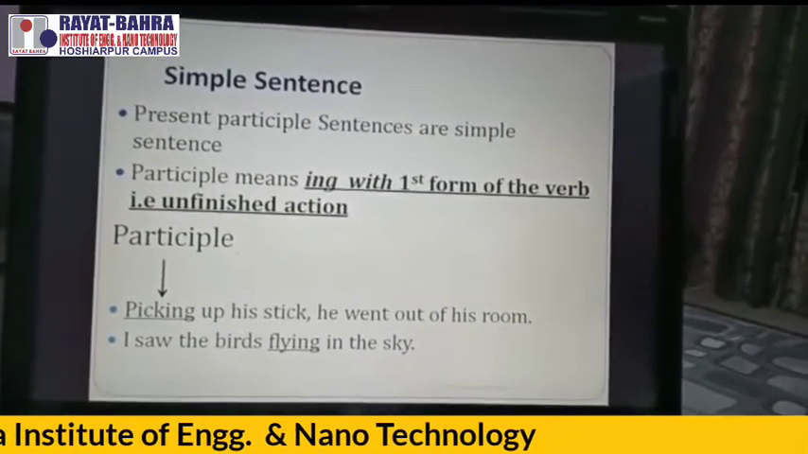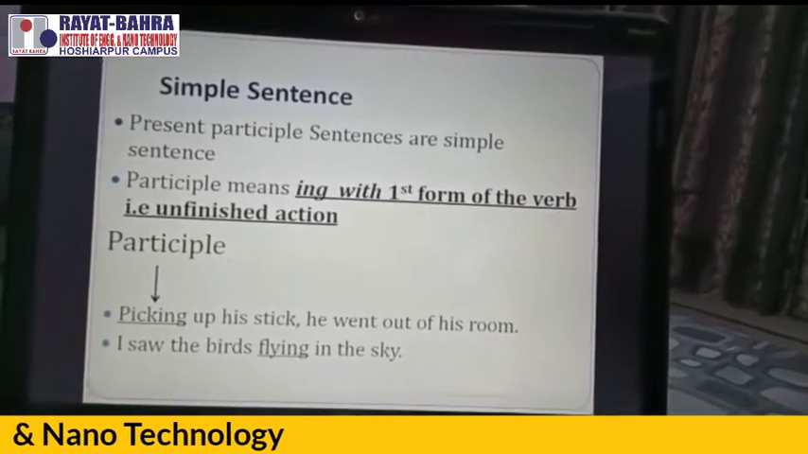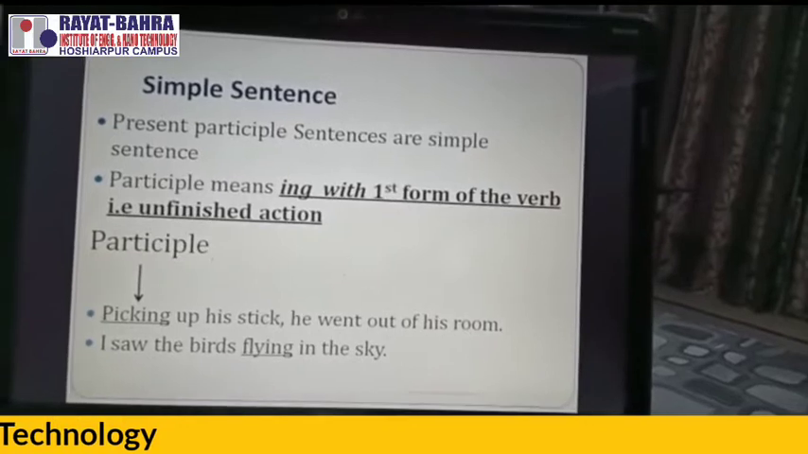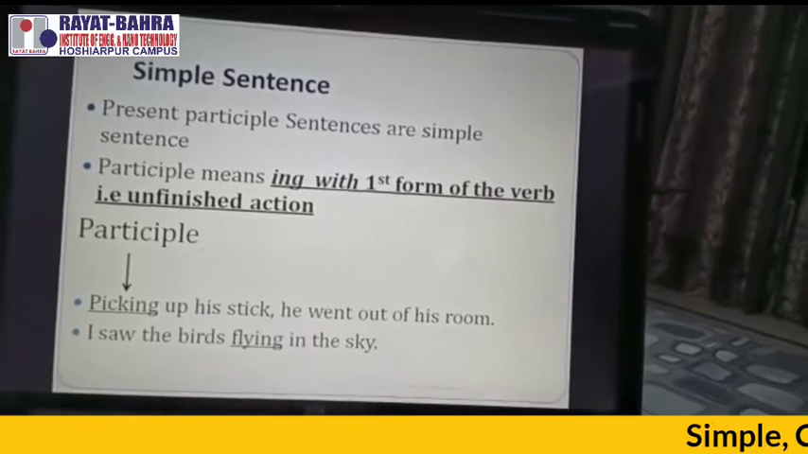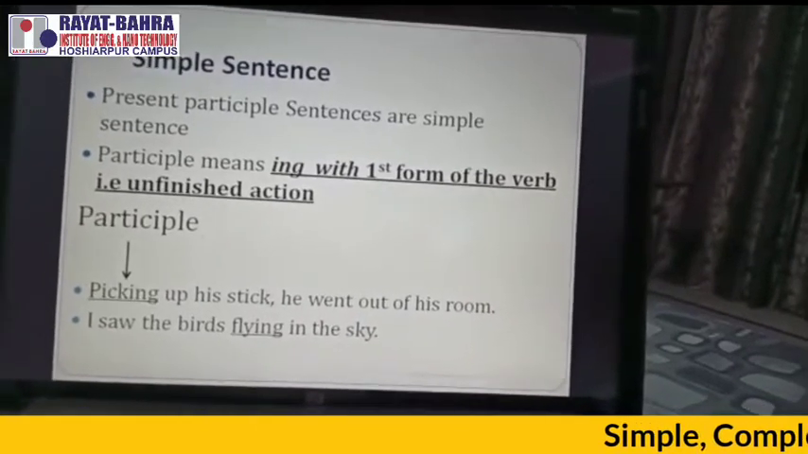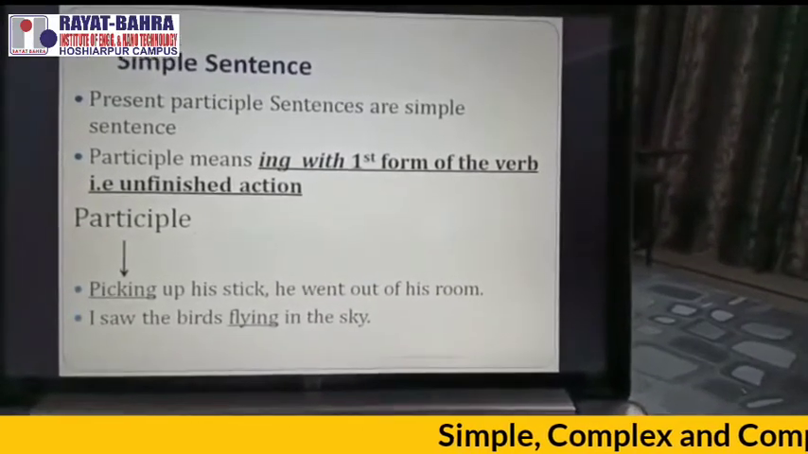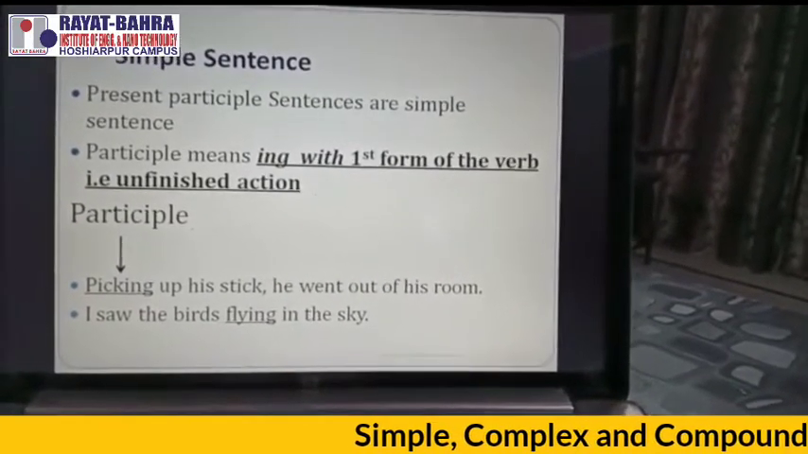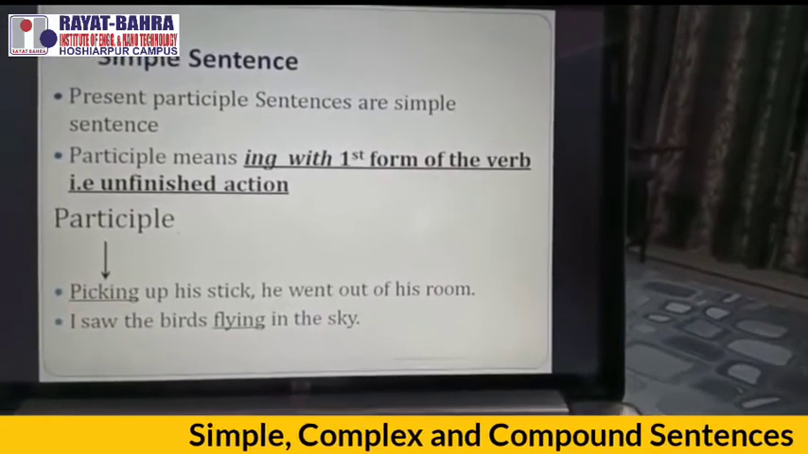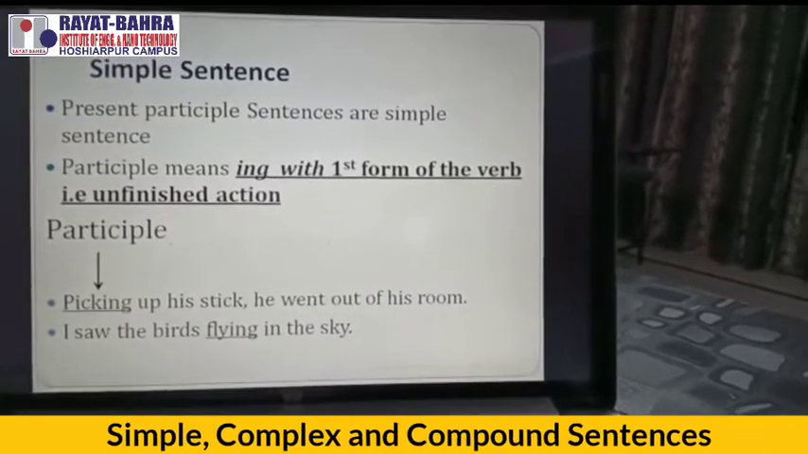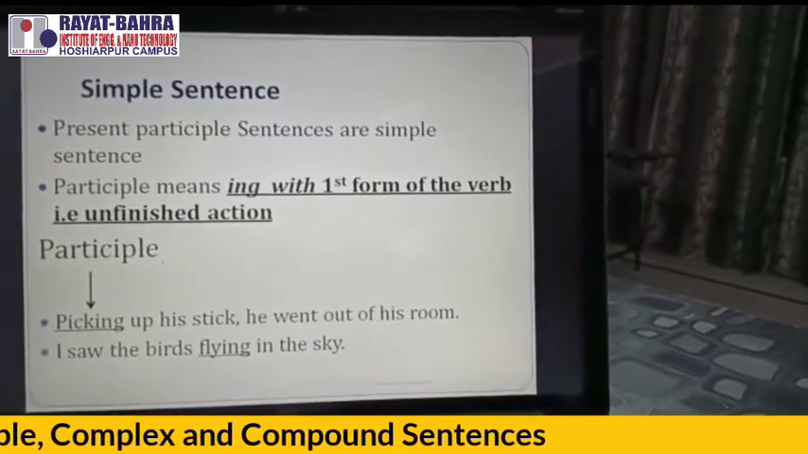Present participle sentences are also simple sentences. How? First of all, you must know what participle means. Participle means ing with the first form of the verb, and when it is used as a participle, it shows an unfinished action. Now look at the example. Picking up his stick, he went out of the room. Picking up his stick shows that after picking up his stick, but we will not use the word after, because if we use after, this becomes a complex sentence. So picking up his stick makes the same sense.